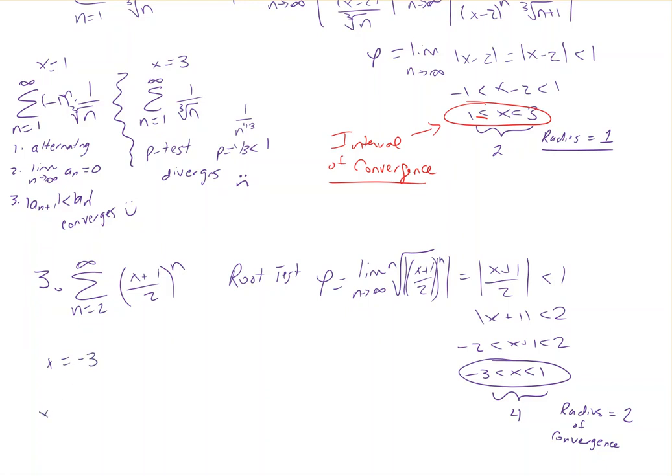Hopefully this one won't be too bad. Well, what happens if we plug in -3? (-3 plus 1) over 2. Oh, that's just going to be -1 to the n, right? So if we do that, we're going to get 1 minus 1 plus 1 minus 1 plus 1 minus 1. Hey, those numbers aren't approaching 0. And guess what, folks?